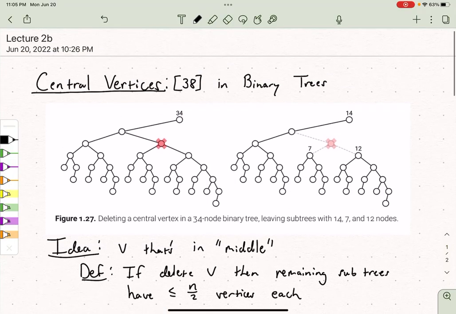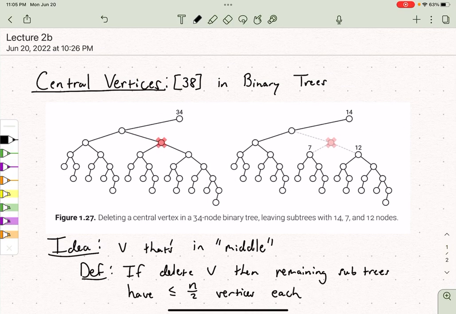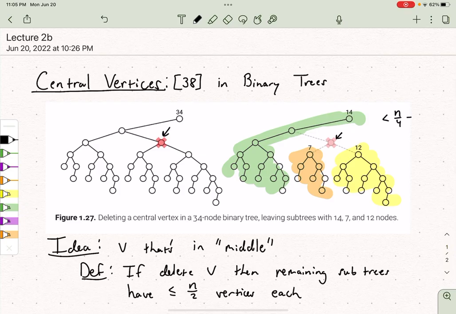Another example is shown here. So we have a giant tree with 34 vertices, and here is a central vertex. The reason for that is if we delete it, the right subtree has 12, the left subtree has 7 nodes, and the rest has 14. And all of these are smaller than 34 divided by 2, which is 17. Okay, so that's what a central vertex is.